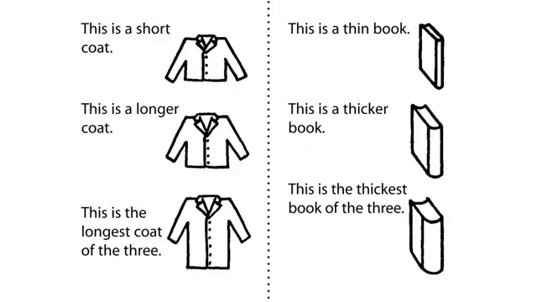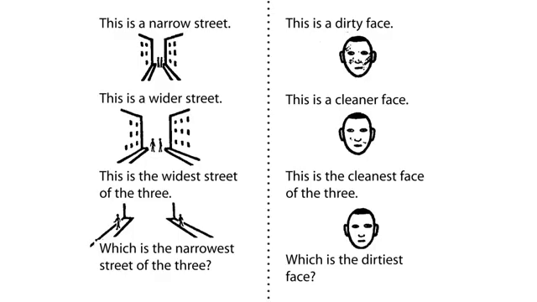This is a short coat. This is a longer coat. This is the longest coat of the 3. This is a thin book. This is a thicker book. This is the thickest book of the 3. This is a narrow street. This is a wider street. This is the widest street of the 3. Which is the narrowest street of the 3?